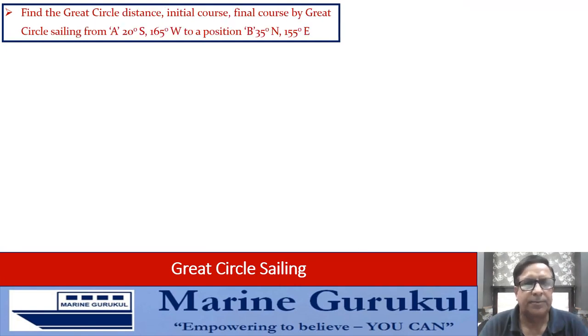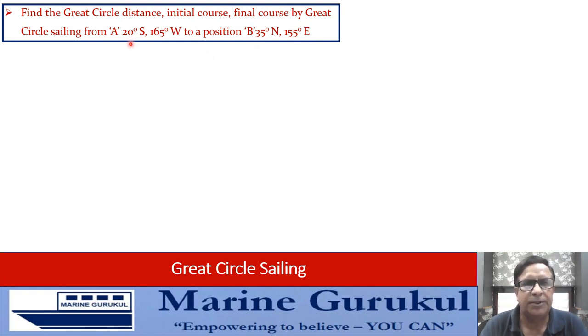Let's take another example. Find the great circle distance, initial course, final course by great circle sailing from position A 20 degrees south, 165 degrees west to a position B 35 degrees north, 155 degrees east. Now in this question we see that the two latitudes are in different hemispheres. Position B has higher latitude, so the appropriate pole for the PAB triangle shall be the northern pole.